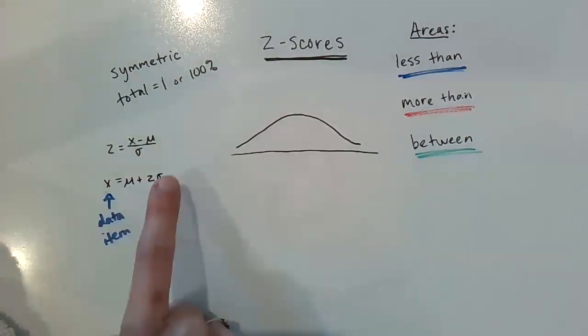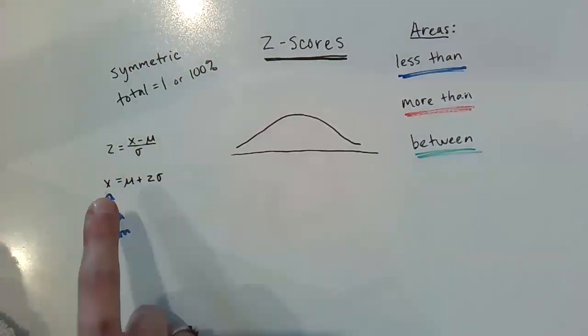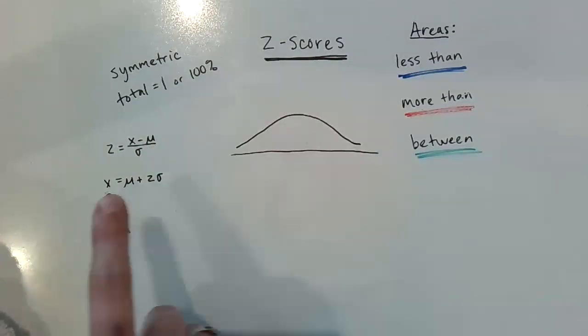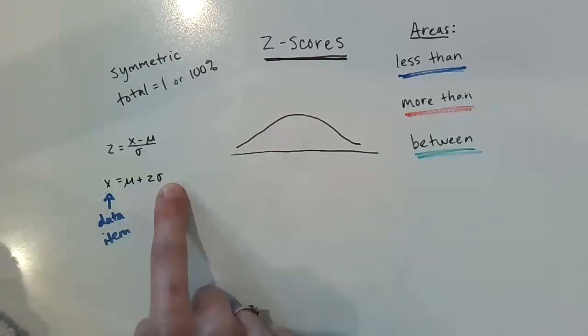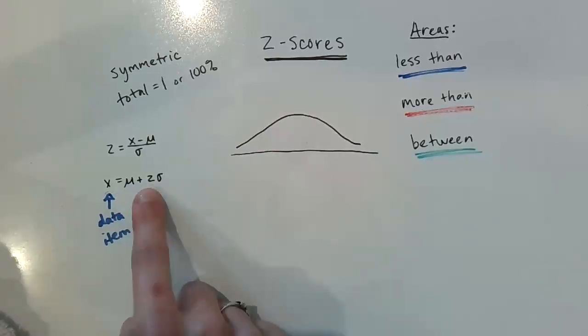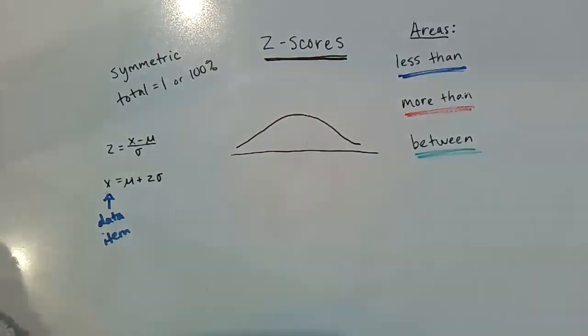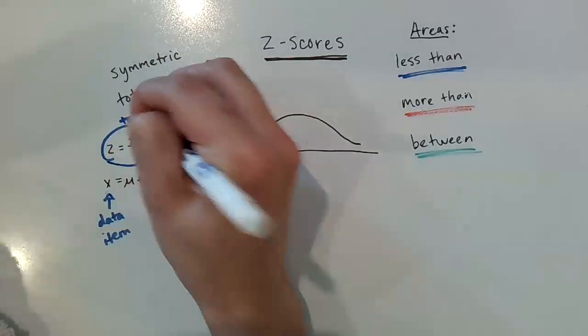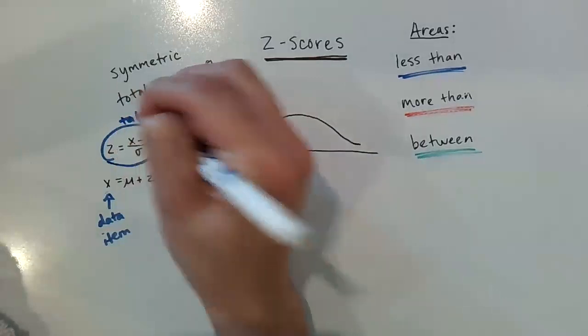Here's a formula that's also on your formula sheet, for if you were asked to find the data item. You still need the mean, you still need standard deviation, and you also need the z-score, okay? In order to use your tables, you have to have a z-score, right? So when it comes to your table, if they don't give you a z-score, you have to first find your z-score, and then you can look up the probability in your table, okay?